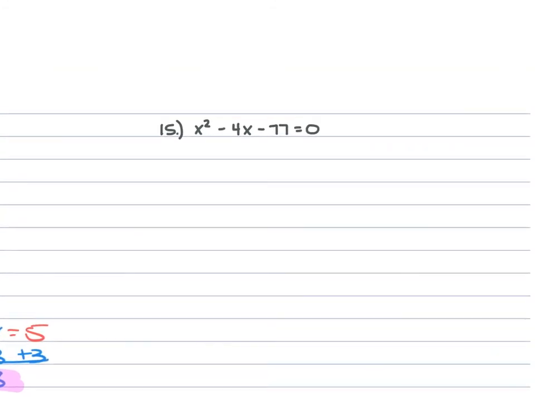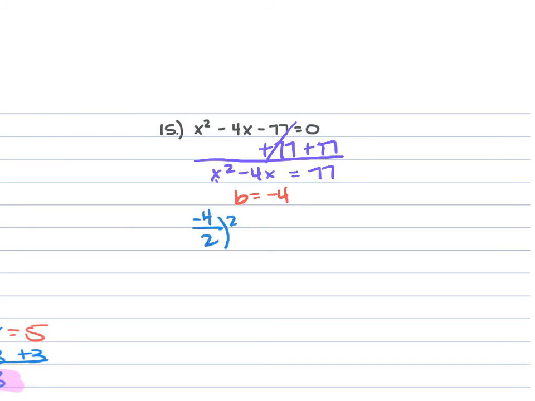For 15, we have x squared minus 4x minus 77 is equal to 0. So we're going to add the 77 to both sides. So we have x squared minus 4x is equal to 77. That b is negative 4. So b over 2 squared is negative 4 over 2 squared. That gives us negative 2 squared, which is 4. We add this 4 to both sides of our equation. So we get x squared minus 4x plus 4 is equal to 77 plus 4.